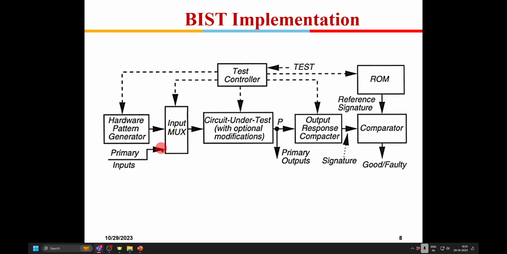Now during the normal mode, this is isolated and the primary inputs are given. So you need to have a multiplexer, which will be controlled. Everything is within the chip here. Right, so you have an input mux, a test controller, and a hardware pattern generator. While testing, the pattern generator output will be given to the circuit under test, and during normal operation the primary inputs will be given. Right, and then you have the primary outputs for normal function.